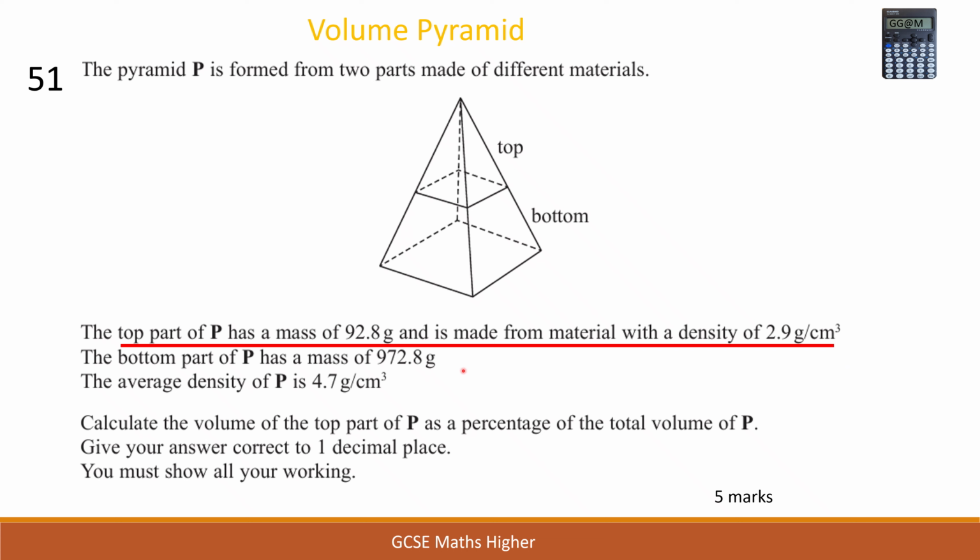On the bottom part, P has got a mass of 972.8 and the average density for P is 4.7. So again, to find the volume, you've got to do the mass divided by the density.